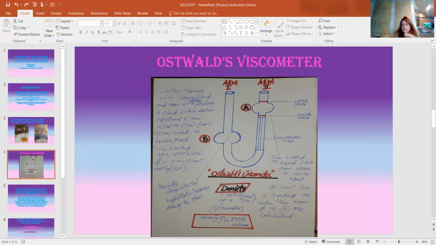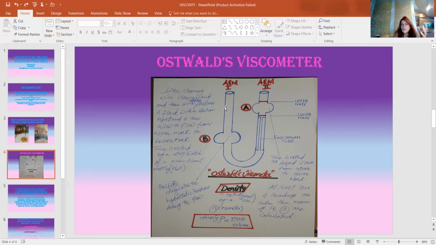Here I've written that at least 3 or 4 readings are taken, and the mean of the 3 readings will be calculated, right? Okay. So this is Ostwald's viscometer. It is U-shaped, and it has 2 bulbs, bulb A and B. Here I've written something which I've just explained before, that after cleaning with chromic acid, then with distilled water, and then with acetone, you can use acetone or ethanol for rinsing. After rinsing, it is filled with a suction pipette.